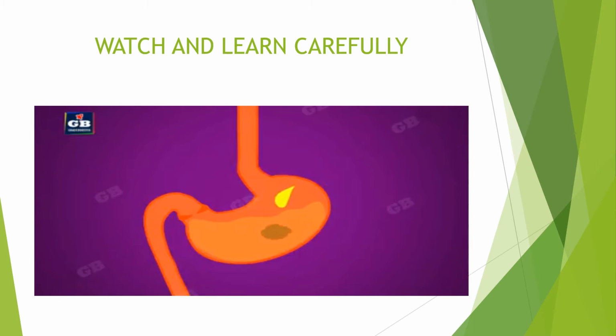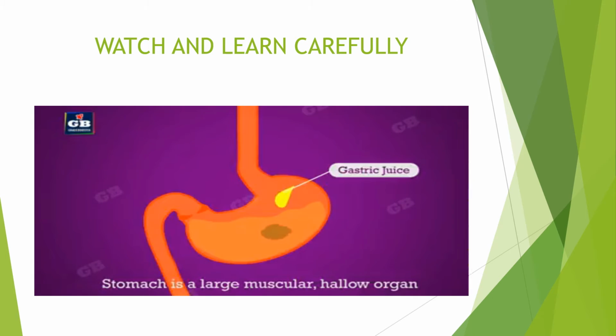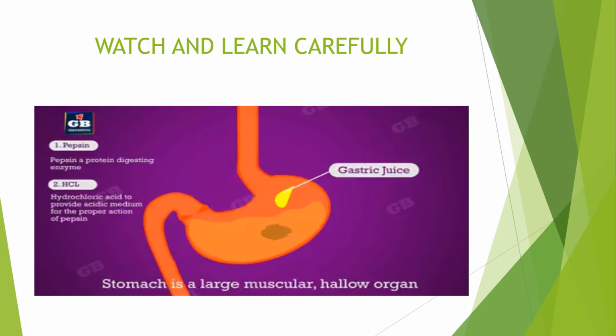The stomach is a large muscular hollow organ in which the food is thoroughly mixed with more digestive juices secreted by gastric glands present in the walls of the stomach. These juices include: 1. Pepsin, a protein digesting enzyme. 2. Hydrochloric acid, to provide an acidic medium for the proper action of pepsin. And 3. Mucus, to prevent the damage of the stomach wall by the action of HCl.